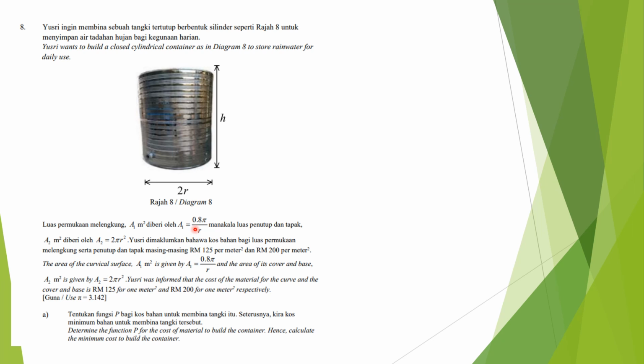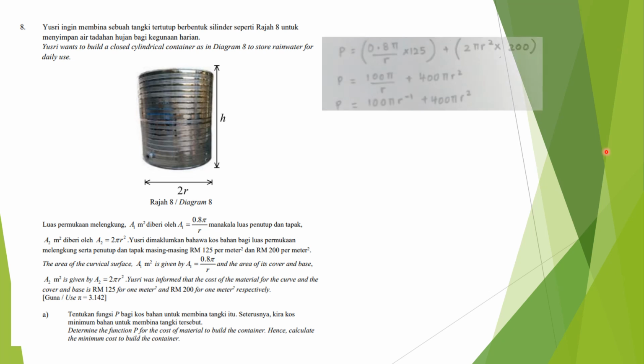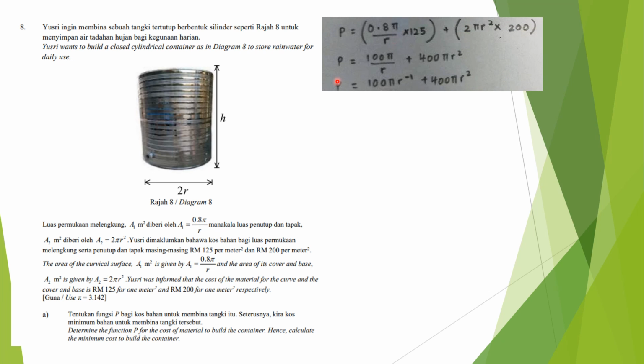So first we want to determine what is our P. P is the cost. Cost means we take the area times the cost. So the area for the curved surface is 0.8 pi over r, and we multiply with the cost 125, plus the circle part, top and bottom, 2 pi r square, 2 circles, times 200. So we simplify, we get 100 pi over r plus 400 pi r square.